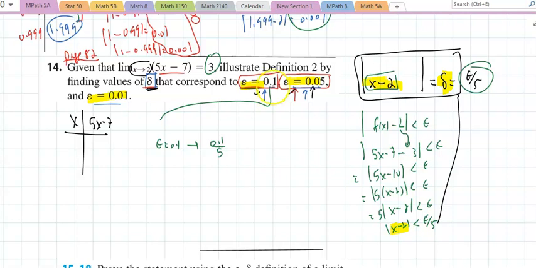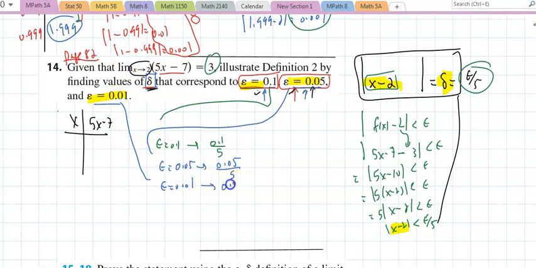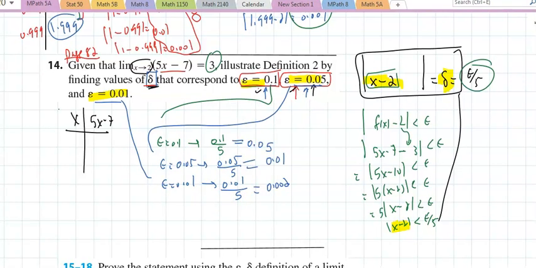And when I want epsilon to be 0.05, I'm going to take 0.05 divided by 5. And when I want epsilon to be 0.01, I'm going to choose 0.01 divided by 5. I'm going to put that in a calculator and come right back. So this pretty much tells me what to do. It says, look, if you want this accuracy, choose this number. If you want this accuracy, choose this number. And if you want this accuracy, choose this number.